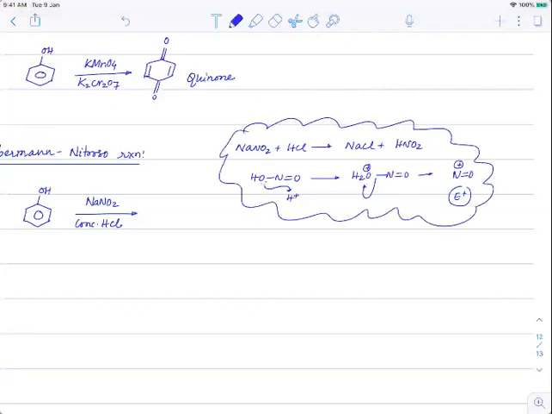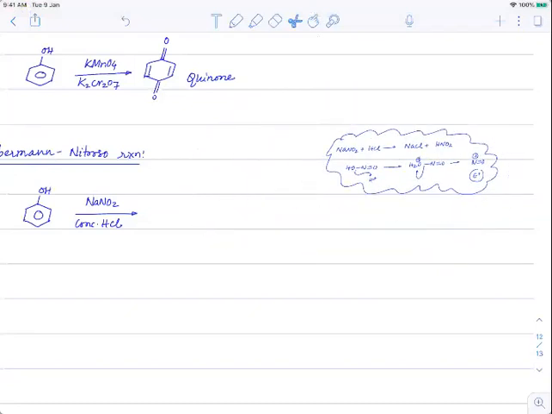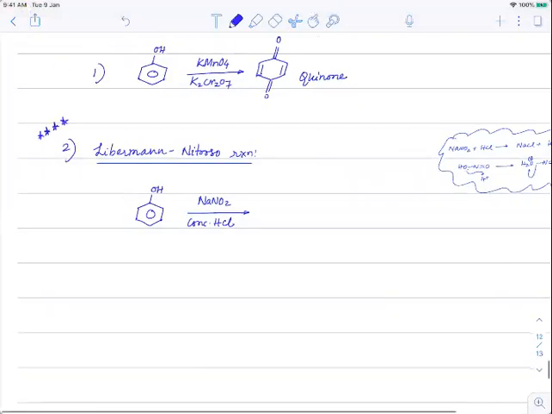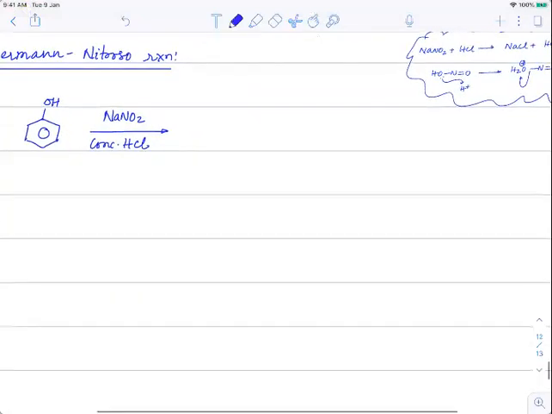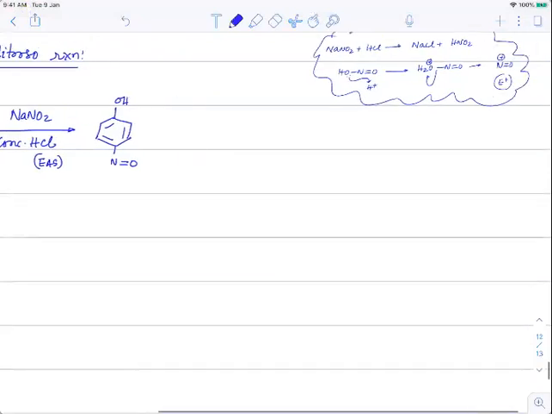So the minute it is given NaNO2 in concentrated HCl, or sometimes directly given as HNO2, it is the same thing. So NO+ is the electrophile. So the electrophile will undergo EAS now, electrophilic aromatic substitution. And I'm doing it at the para position because I told you normally para is always the major product. So I got this. Now you can see that this will undergo tautomerization.